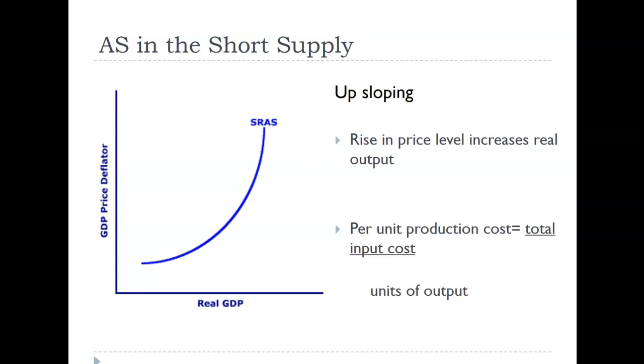Aggregate supply: a rise in the price level increases the real output. Why? You pay me more, I'll produce more, to an extent. Eventually, I'm not going to be able to keep producing, so it gets a little more vertical. Although when we draw it, we just draw a straight, kind of 45-degree angle. Realistically, at some point we're at max capacity and can't produce any more than that. It's based on the classical theory of economics, which is still very much a conversation to be had here. So the per unit production cost, the total input cost, the units of output, all those things can change.